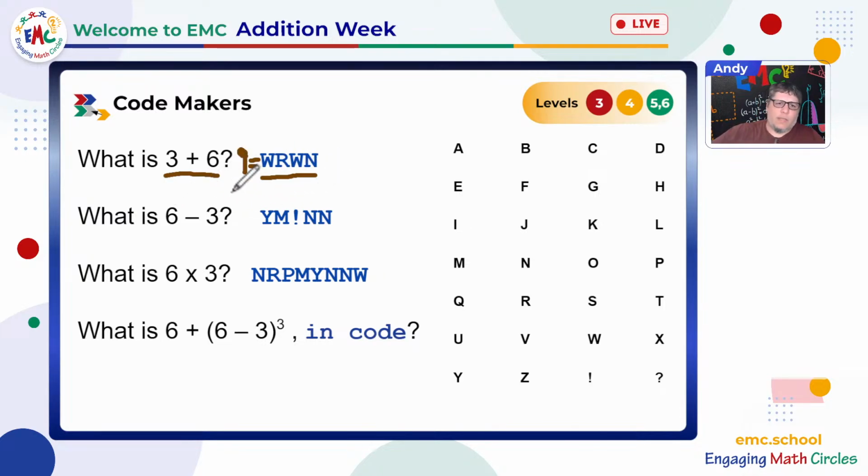What about 6 minus 3? That is, of course, 3. So 3 is equal to Yim. Yim is 3. And what about 6 times 3? You're right, that's 18. So we can write 18 in code as Nerpminw.